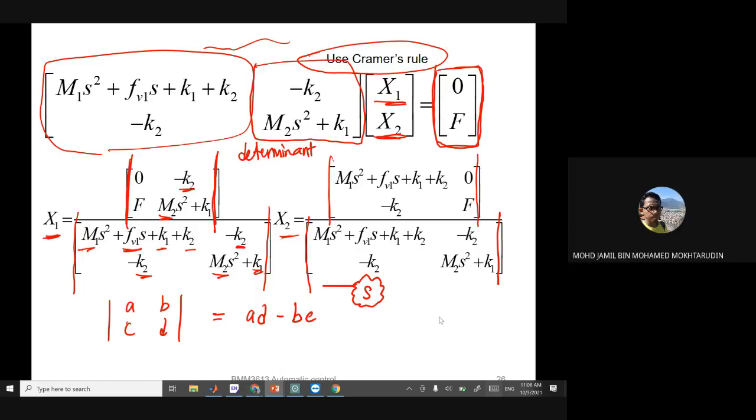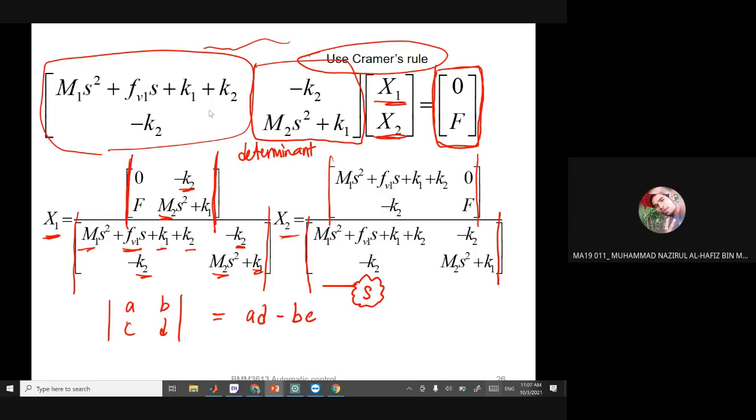When we convert the determinant, if values are given, we just substitute the values. Yes. Usually if values are given, let's say you are given values for M1, FV1 and so on, before you calculate the determinant, you substitute the values first to make the equation simpler, okay? It looks neater. And then after that you determine the determinant.